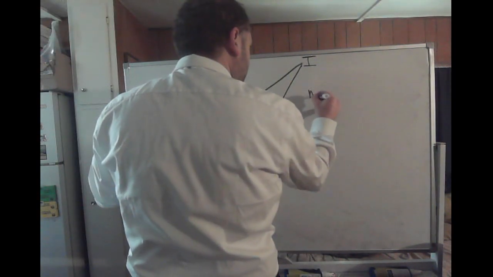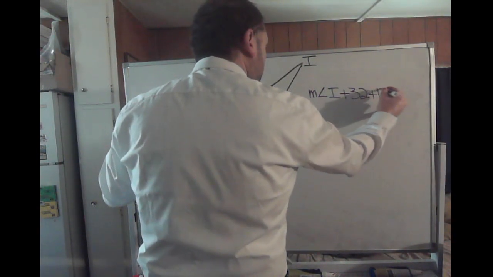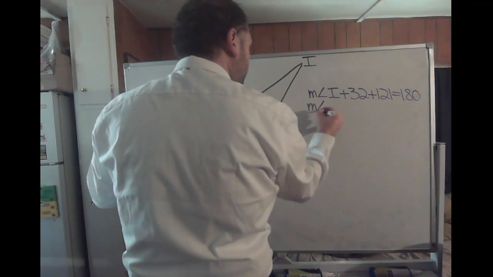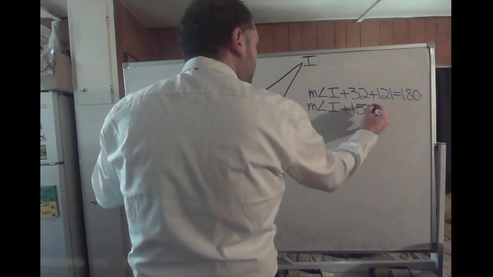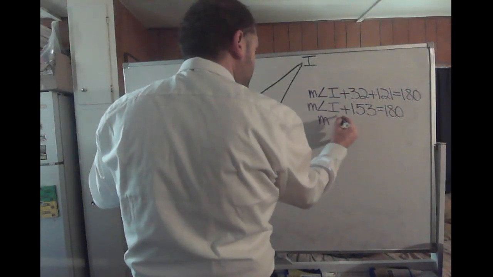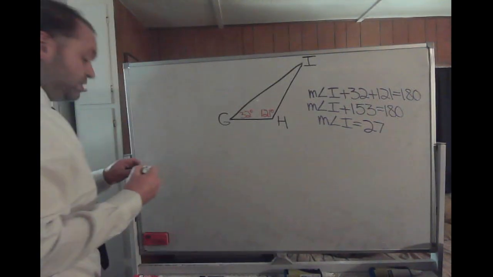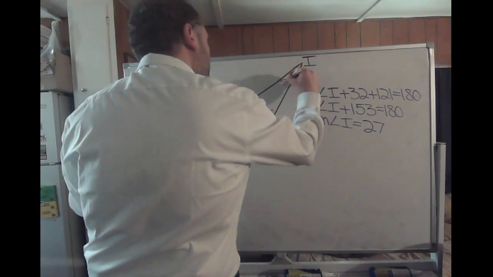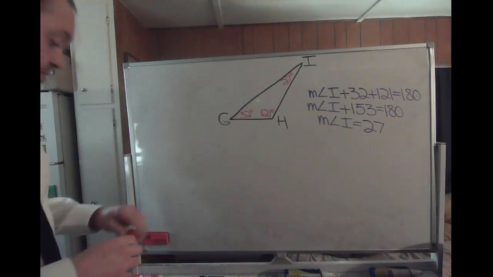So we can use the fact that the measure of angle I plus 32 plus 121 equals 180. Which would then give you that the measure of angle I plus 153 would equal 180, which means that the measure of angle I equals 27. So we've solved for angle I. That means this angle right here is 27 degrees. So we've actually now found the smallest angle.